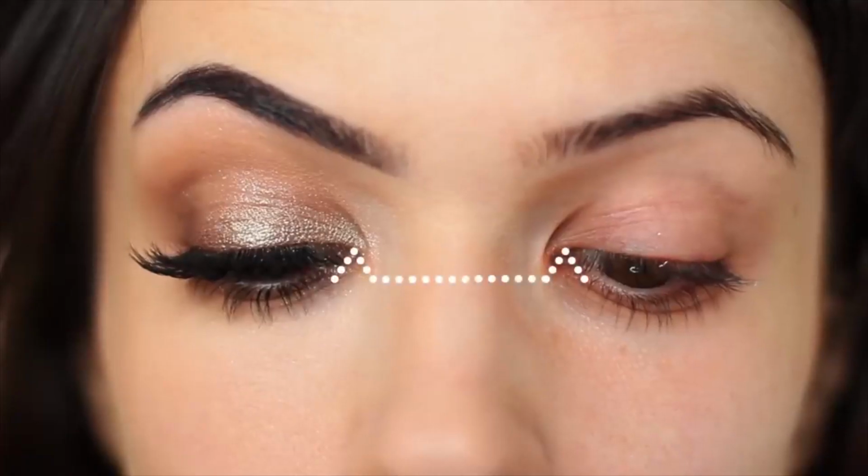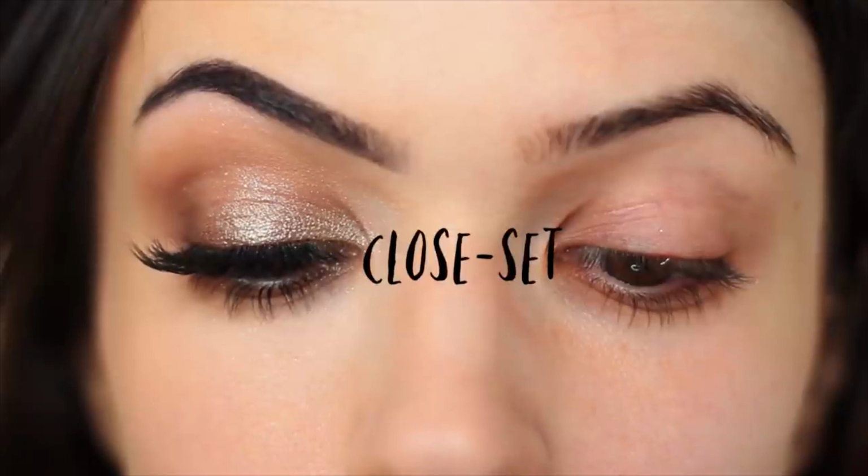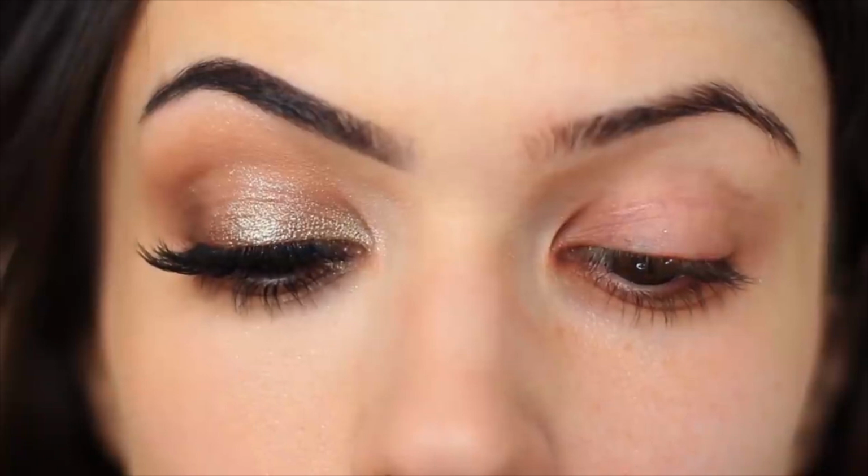Close-set eyes are set closer to the nose, and this often creates a natural shadowing effect on that inner corner. So what we want to do is to draw the eyes outwards, bringing that darkness out and bringing some light back in. We're still going to use a light, medium, and a dark.